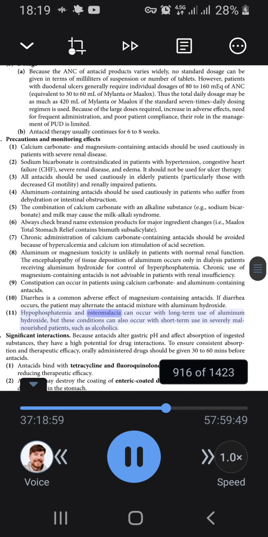Hypophosphatemia and osteomalacia can occur with long-term use of aluminum hydroxide, but these conditions can also occur with short-term use in severely malnourished patients, such as alcoholics.